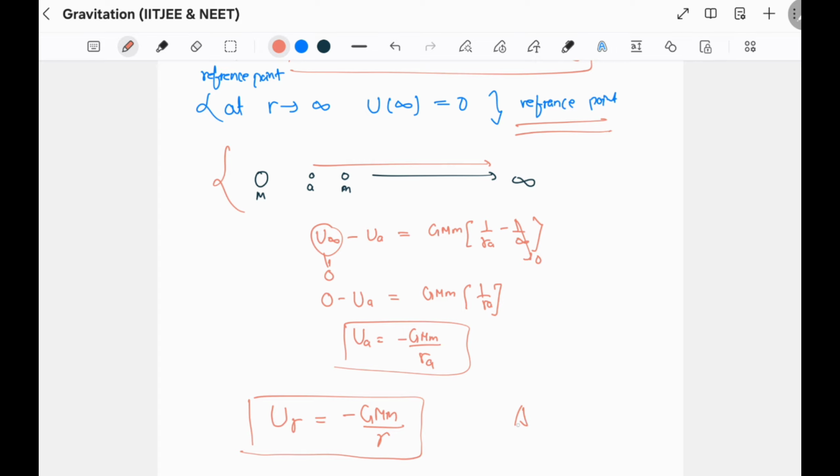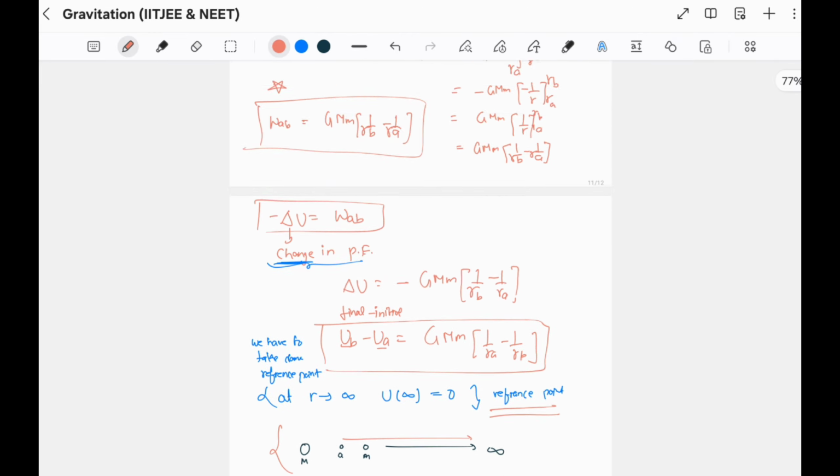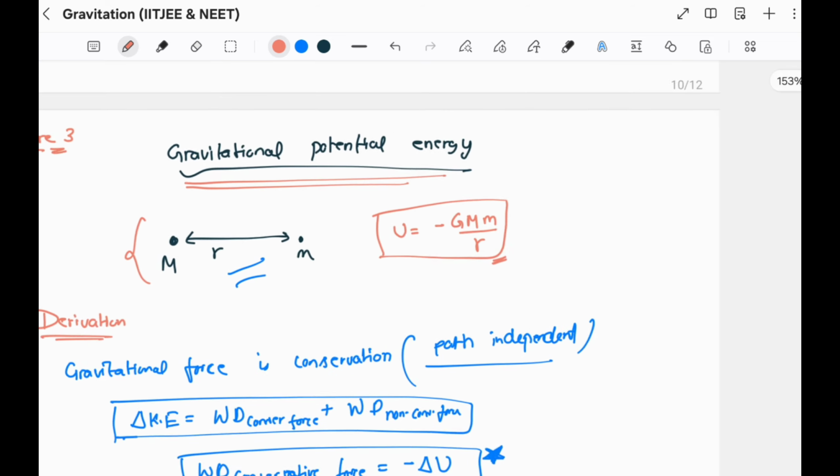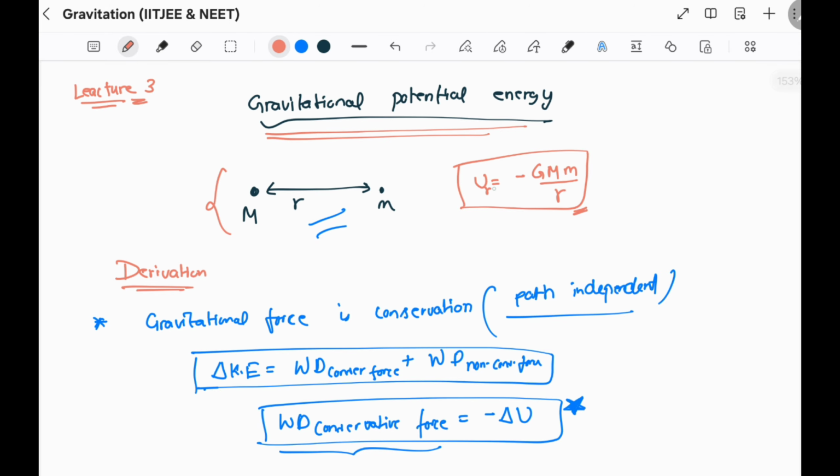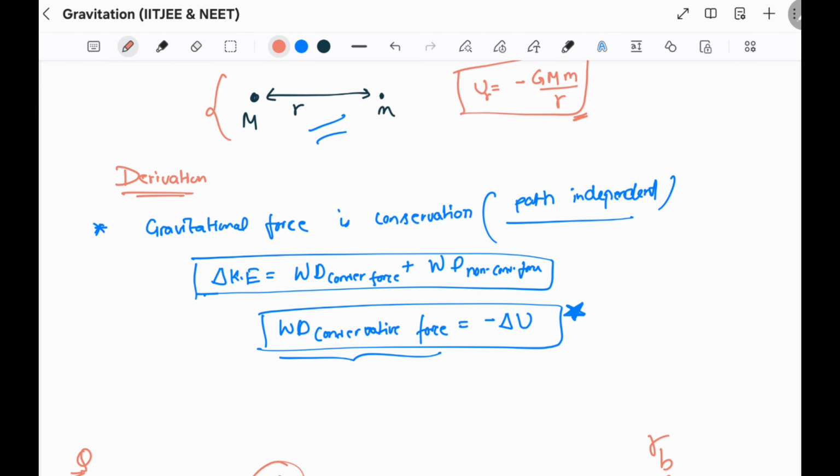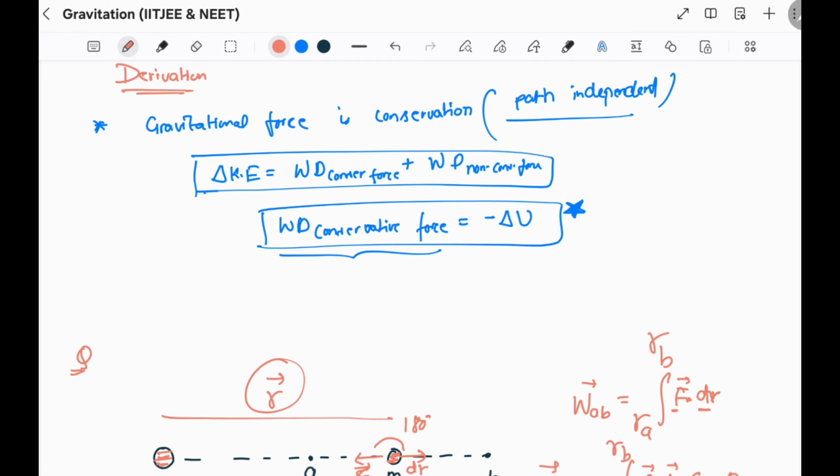And one thing also you can remember, change in potential energy will always be work done by external force. So this you must remember. Now we can go for further questions. And in the start of this lecture I already told you, you can remember only this thing: U at any r will be minus GMm by r. So this derivation, I hope you get how we are doing.